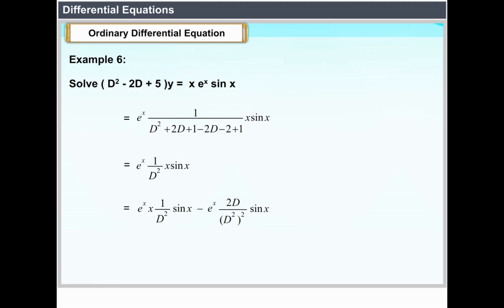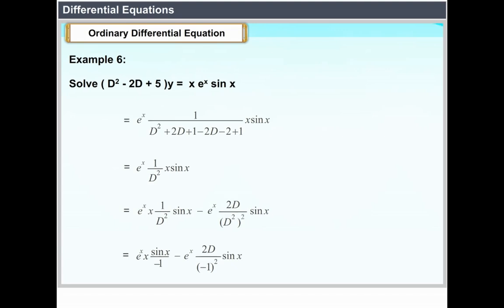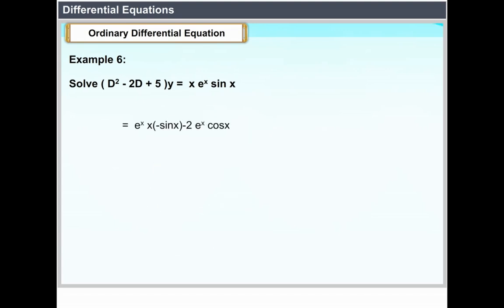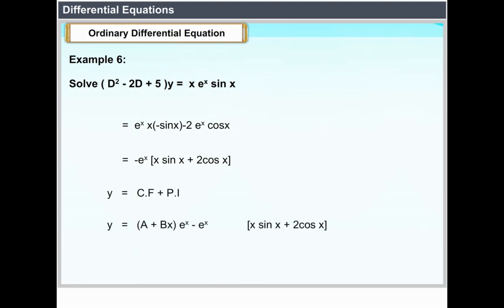minus e power x into 2D by (D square) the whole square into sin x equal to e power x into sin x by minus 1 minus e power x into 2D by (minus 1) the whole square into sin x equal to e power x into minus sin x minus 2 into e power x into cos x equal to minus e power x into (x sin x plus 2 cos x). Y equal to CF plus PI. Y equal to (A plus Bx) into e power x minus e power x into (x sin x plus 2 cos x).